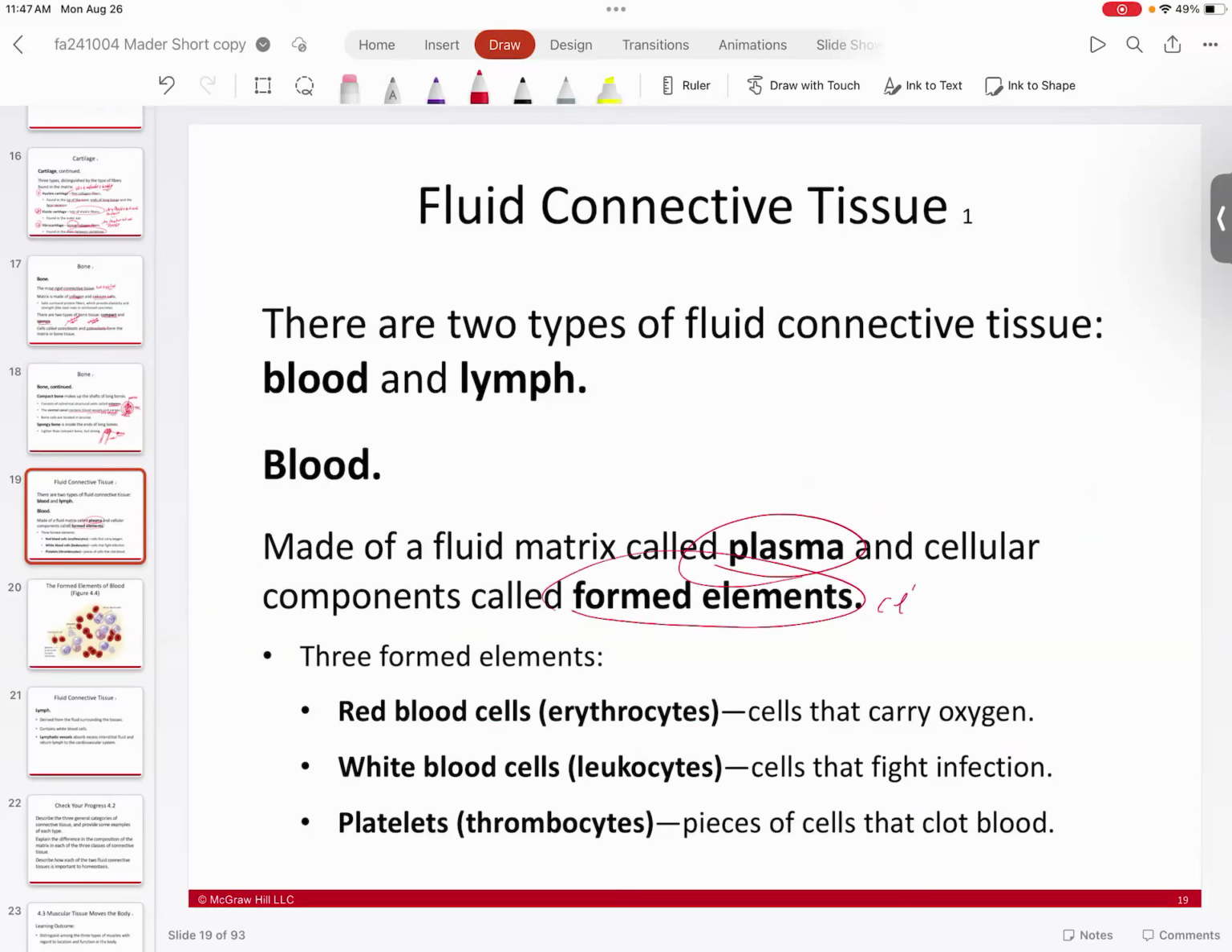So these are the cells in your blood, red blood cells, white blood cells, things like that. Your formed elements are going to be red blood cells, whose job it is to carry oxygen to your body cells. You have white blood cells, which are part of your immune system. They fight off infection. And then you also have platelets, which are little chunks of cells. They're involved in blood clotting and coagulation.